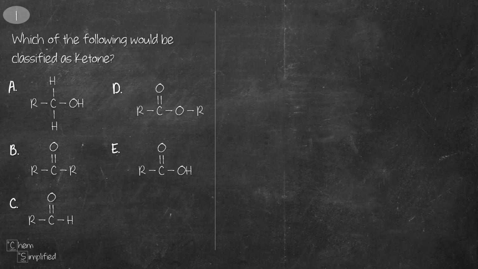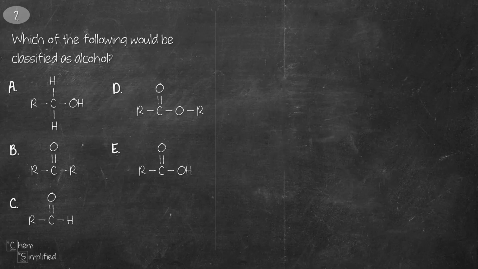This question focuses on functional groups, specifically on ketone. We're given 5 options and we're asked to identify ketone from one of the 5. Now, ketone is an organic compound that contains a carbonyl group, which is C double bond O. And to the left and right of the carbonyl group, there should be carbons. So looking at the options that we have, the only option that fits this requirement is B.